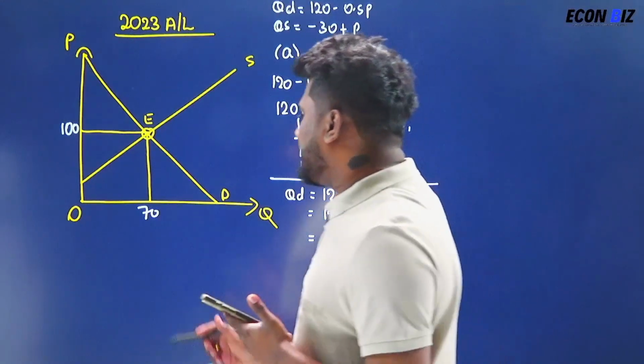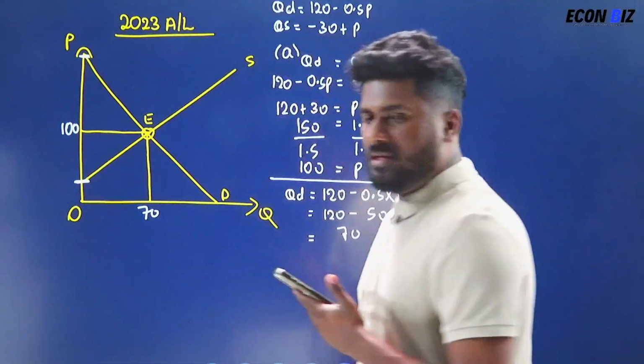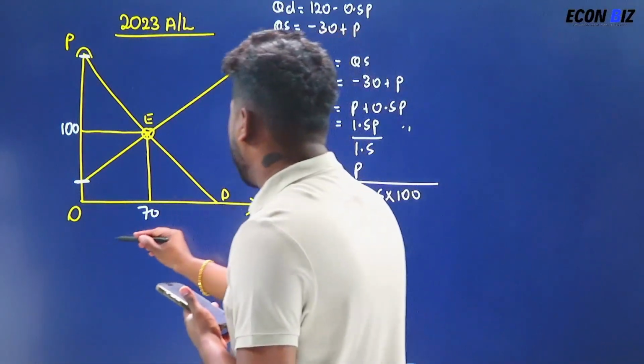Now let's take the minimum supply price and maximum demand price as well. So how to take the maximum demand price?